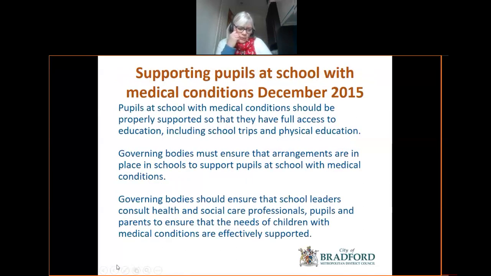A piece of documentation we've yet to mention is that related to supporting pupils with medical conditions. Many children with special educational needs and disabilities have medical conditions of varying complexity and often require specific plans to be in place to support them. This guidance states that pupils with medical conditions should be properly supported so they have full access to education, including school trips and physical education. It's important to consult with parents and young people and the children in relation to their medical needs and care needs when putting plans in place.